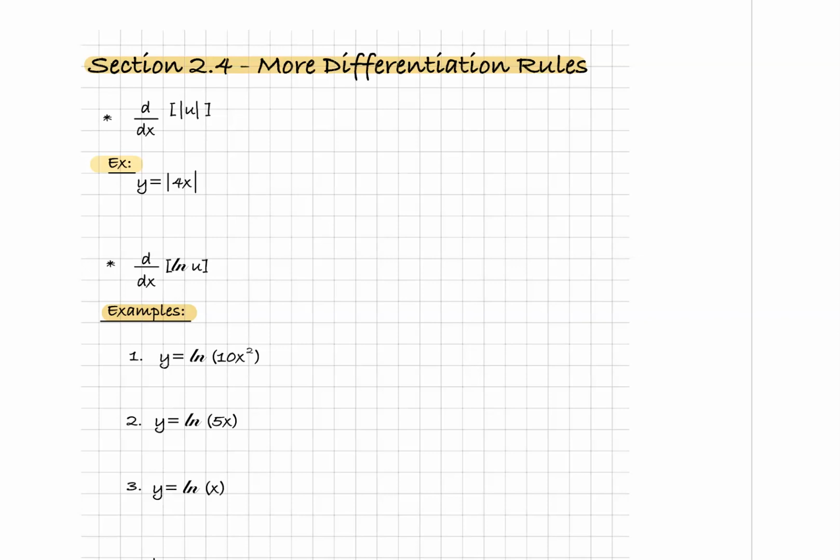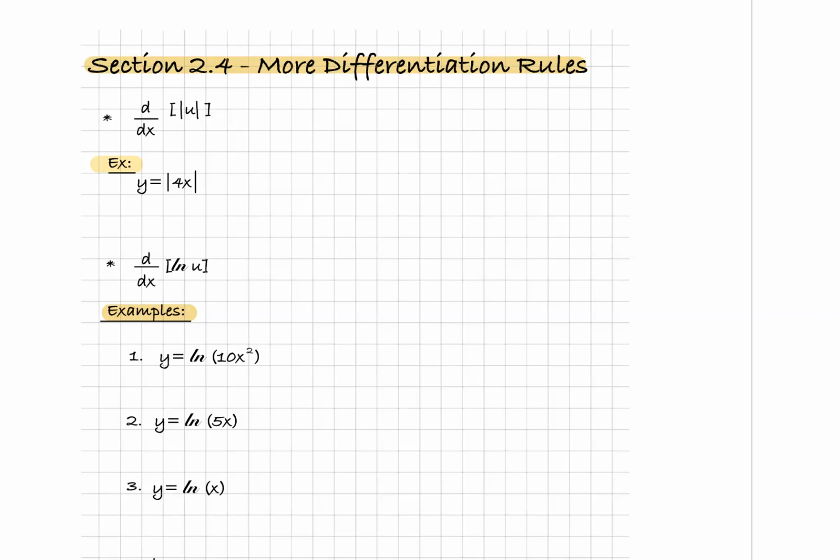Section 2.4, we're going to be looking at more differentiation rules. And so we have power rule, product rule, quotient rule, and now we picked up this chain rule. So for this section, I want to look at some examples of functions that we have not worked with yet. So the first one I want to look at is, what do we do if we have the absolute value of a function? And so let's look at this one here.